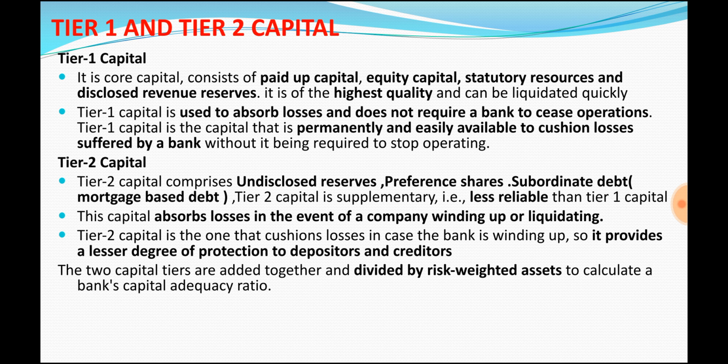Then there is tier 2 capital. It comprises undisclosed reserves of the bank, preference shares, and subordinate debt, that is mortgage based debt, which are also part of bank capital. In my share market lessons you will learn the difference between equity shares and preference shares. I will put up a lesson later because I have not yet uploaded it. So these all are part of tier 2 capital.